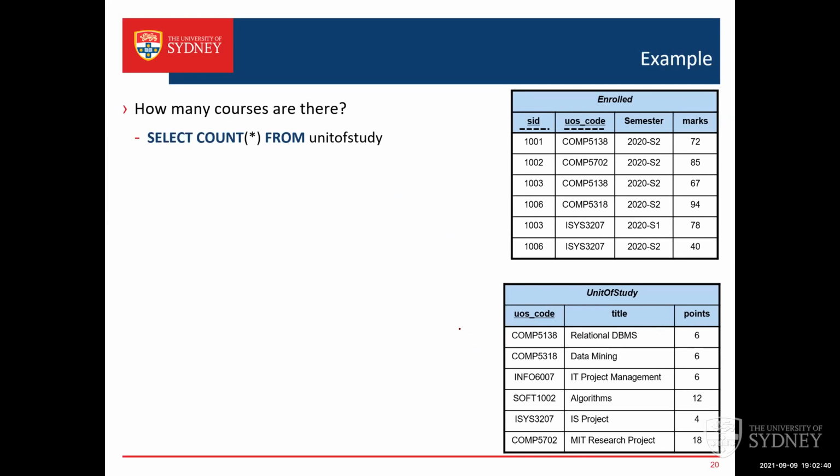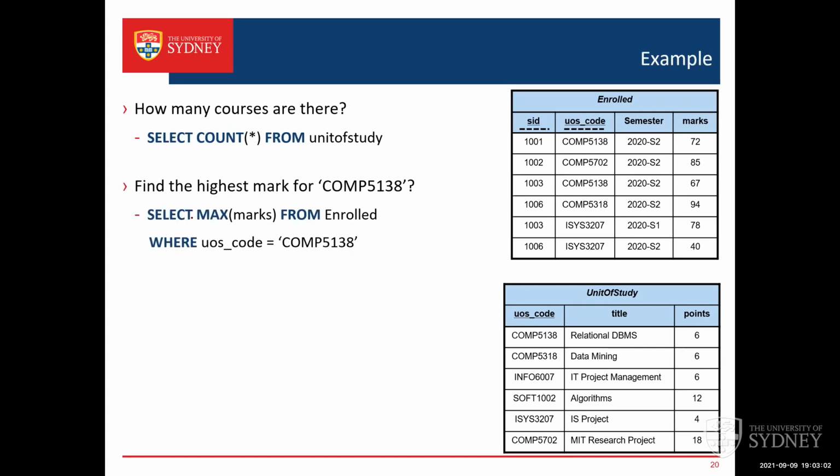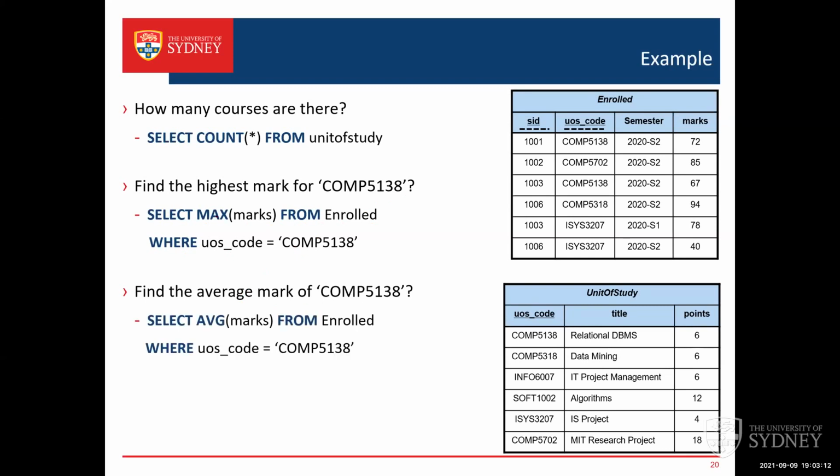Now it looks nice, very easy. Simply count star. So select count star means all the rows. Count all the rows from unit of study table. So how many rows do we have? 2, 3, 4, 5, 6. So we have 6 courses. Find the highest mark for this unit. Should be very simple now. Select max of marks from enrolled, where unit of study code equal to this. Find the average mark of this unit. Same thing, instead of max, we'll simply use average.